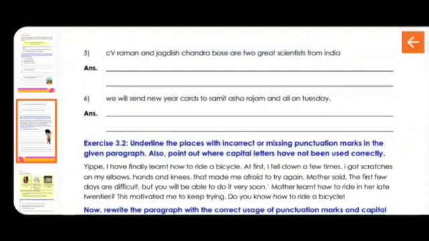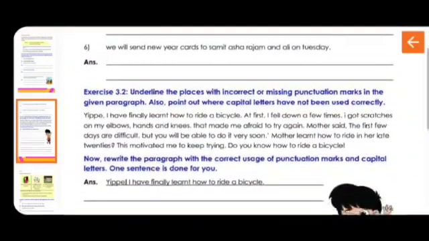Okay, likewise try to complete this exercise, 1, 2, 3, 4, and 5, 6. There are 6 sentences which you will have to complete. By the end of the day I will share answers with you. Now moving on to 3.2.